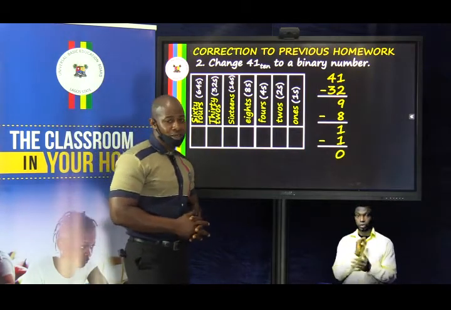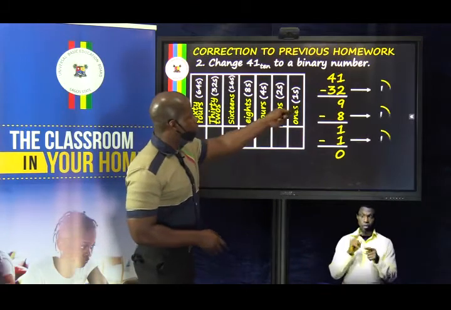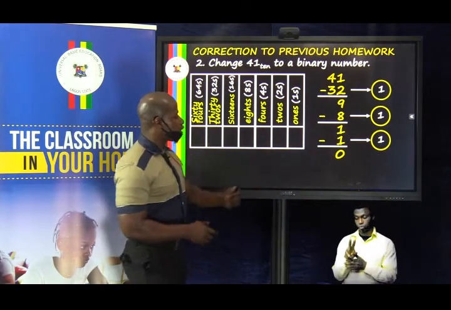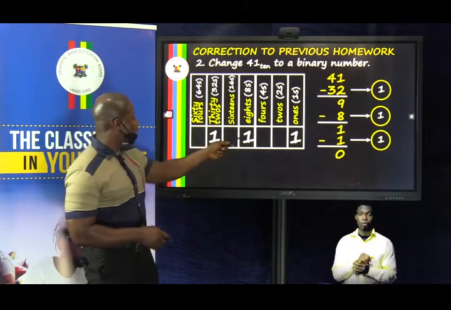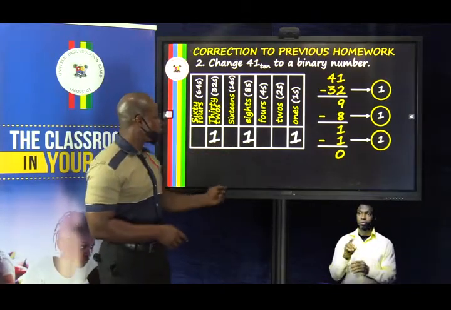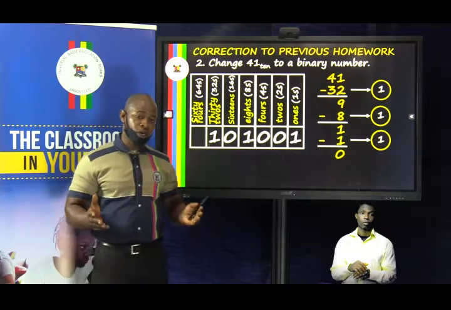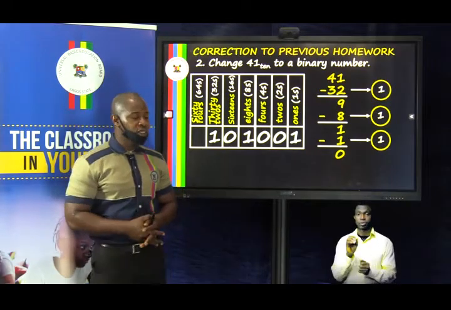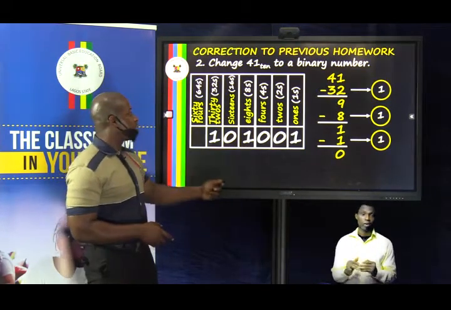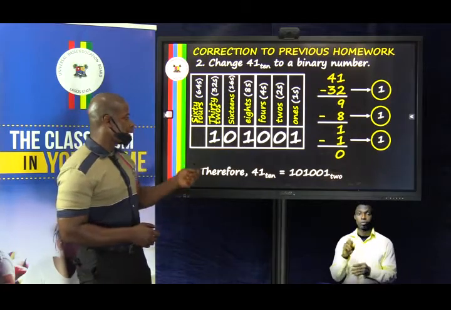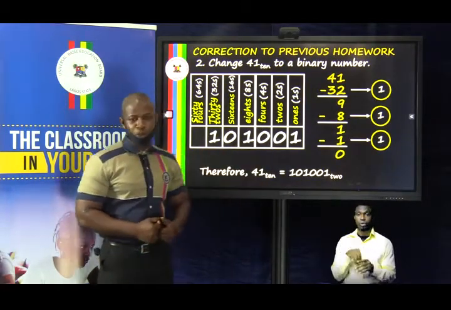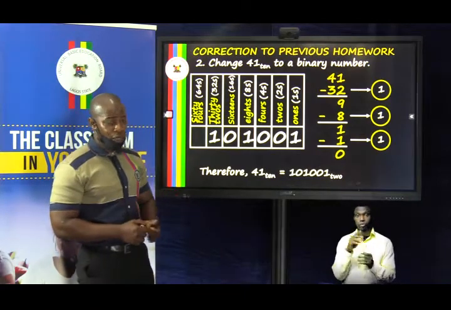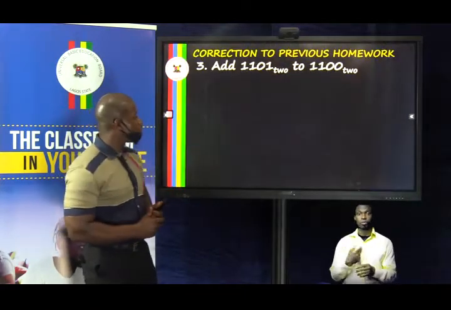That's the last stop. Now, we were able to subtract 32, 8, and 1. So put 1 under 32, 1 under 8, and 1 under 1. The remaining spaces will be filled with zeros, which are the placeholders in this case. And finally, 41 in base 10 is the same as 101001 in base 2. I trust that you got this right. Let's check out the one with the addition now.